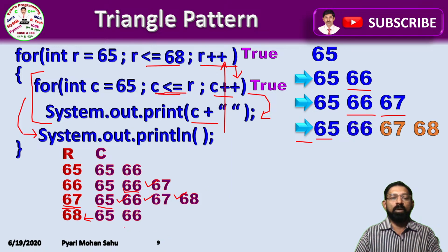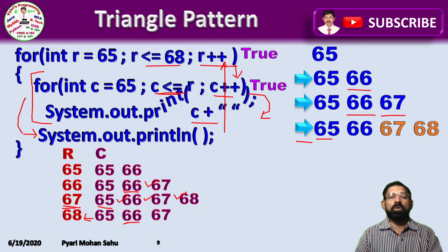Look at over here. I'm displaying the C value. Next, update C++. 67. 67 is less than equal to 68. Condition true. Display the C value. C value is now 67. So that's why it is displaying 67. I'm just changing the color over here. C++, 68.